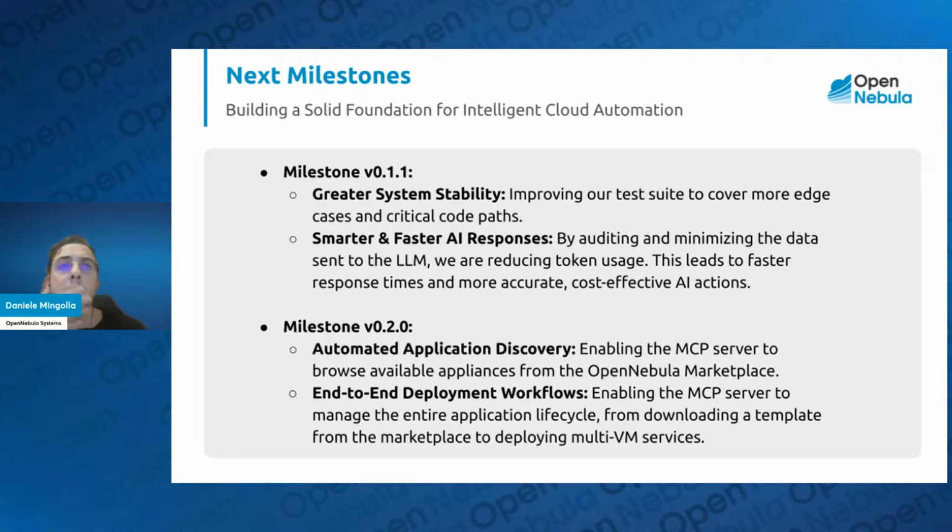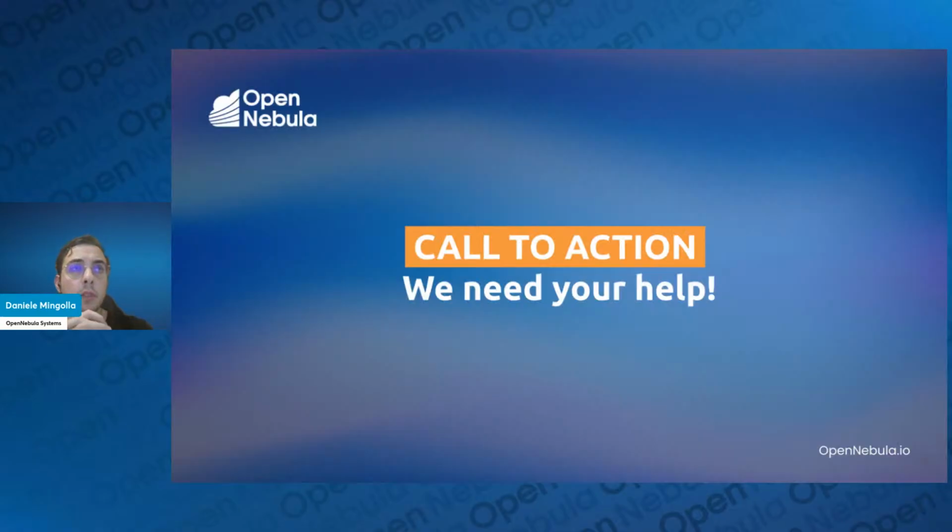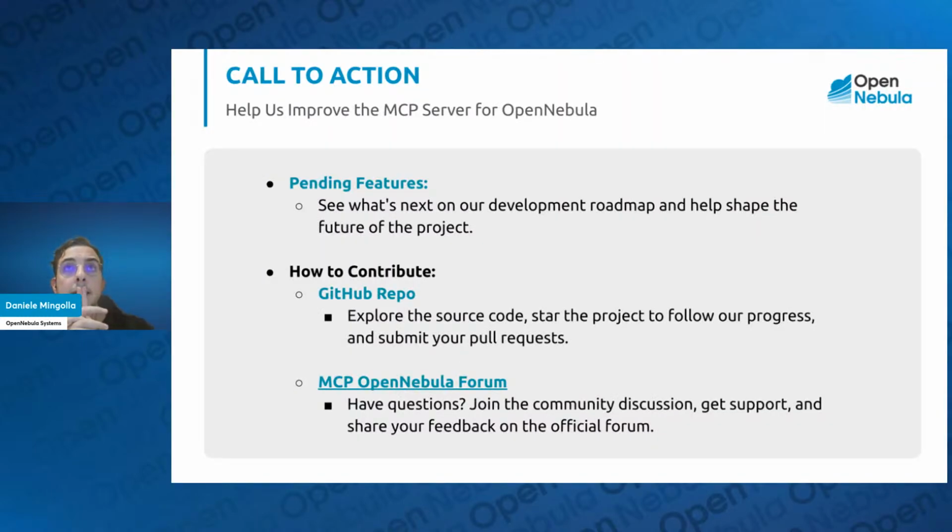And then a second milestone would be enabling the MCP server to browse available appliances from the OpenNebula marketplace, in order to also leverage this feature of OpenNebula. Now, of course, call to action here: we need your help because the repository is open to everyone. So how can you contribute? First of all, you can go on GitHub and search for the repository, and there you can see a section called milestones where you can see the future plans for the development of the MCP server. You can find the link here.